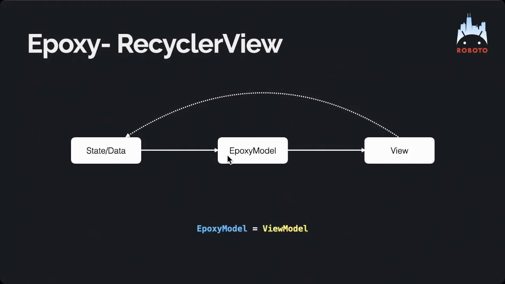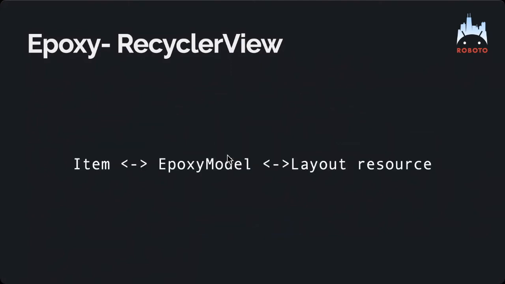Now, in a very simple common sense, it's not to be confused with architecture components. Epoxy model can be kind of related to a view model. Now, the view model as a whole is just, in other words, something like this. I have an item to represent on the screen, a single row of my recycler view. I convert it into an epoxy model. I then connect it to a layout resource, and then that gets rendered through the epoxy recycler view.